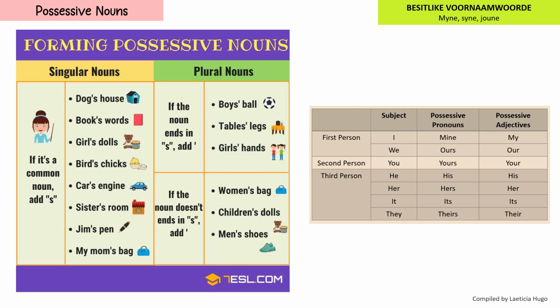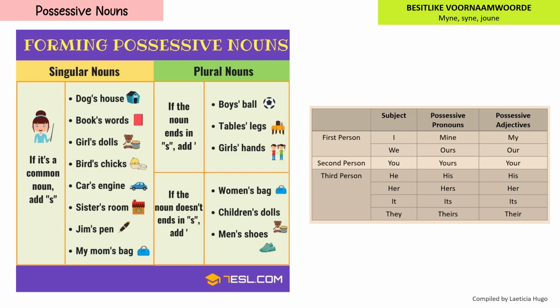So let's have a closer look at possessive nouns. In Afrikaans, possessive nouns is besitlike voornaamwoorde. Myne, syne, joune. So forming possessive nouns, we get singular nouns, one thing, and then plural nouns, more than one. Let's look at singular nouns. If it's a common noun, just add S. So it's a dog, one dog. So it's apostrophe S, dog's house. Book's words, girl's dolls, etc.